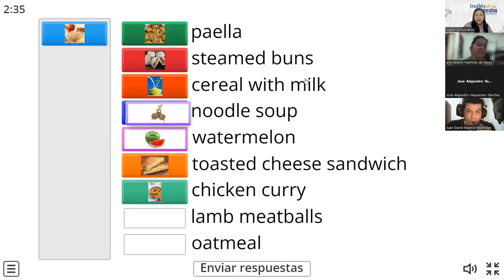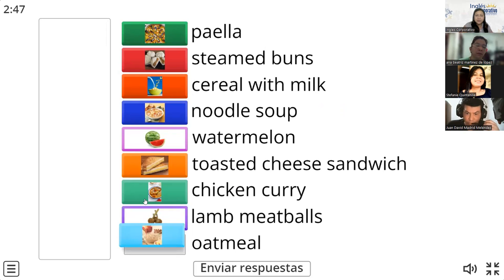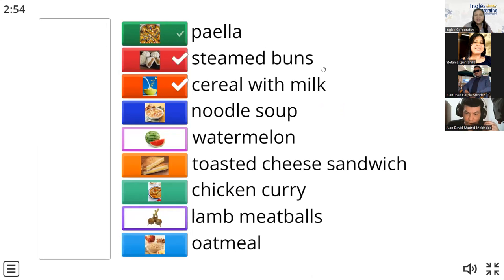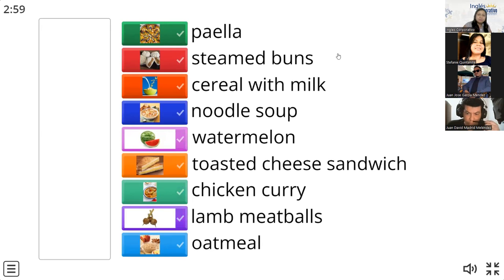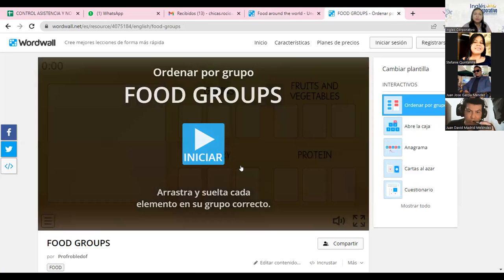And do you know what this is? Lamb meatballs. But those ones are not very common here. And finally, we have the oatmeal. Avena. We're going to check if it's correct. So you have here more vocabulary for you. Okay. There is another exercise. This is about food groups.